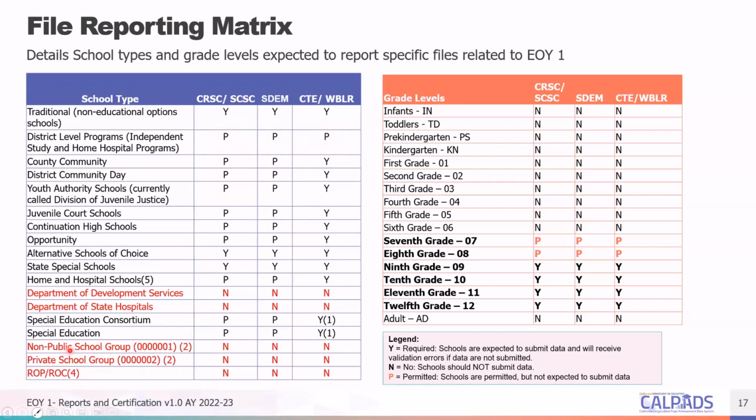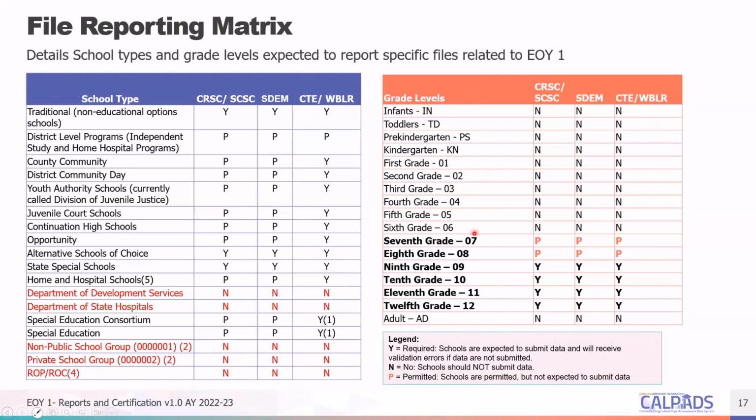And then we can see that for non-public school groups, or NPS schools, we have a no in all of the file types. So these schools should not submit course section completion, student course section completion, staff demographics, CTE, or work-based learning files. So those are the school types.